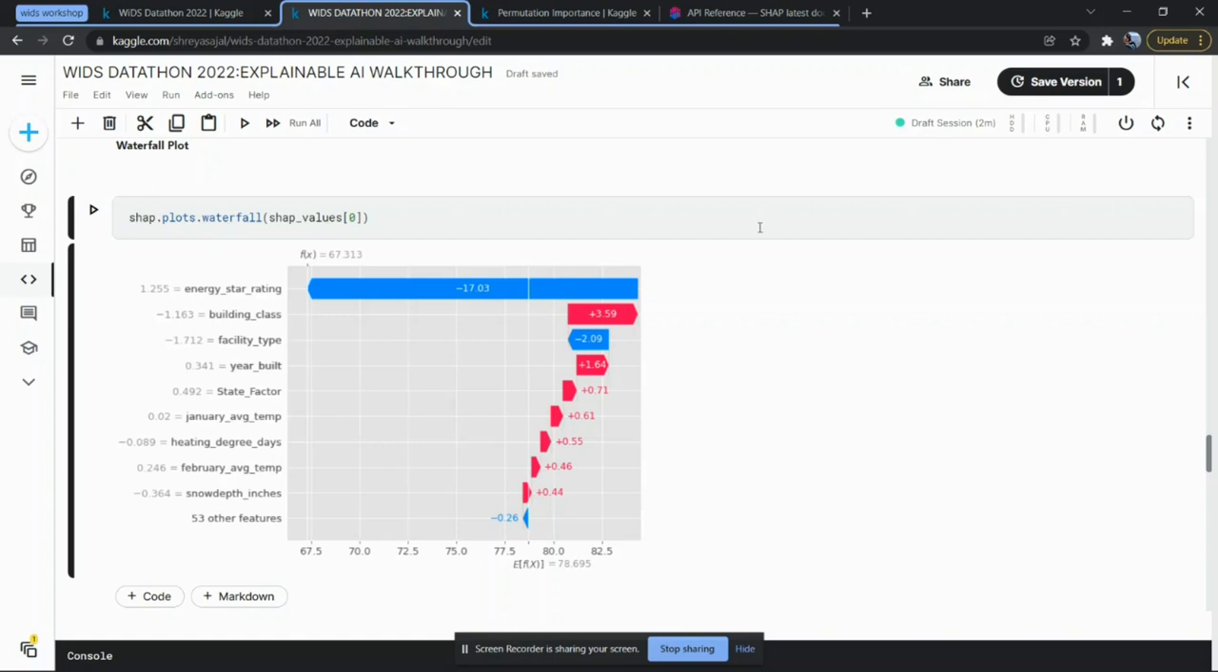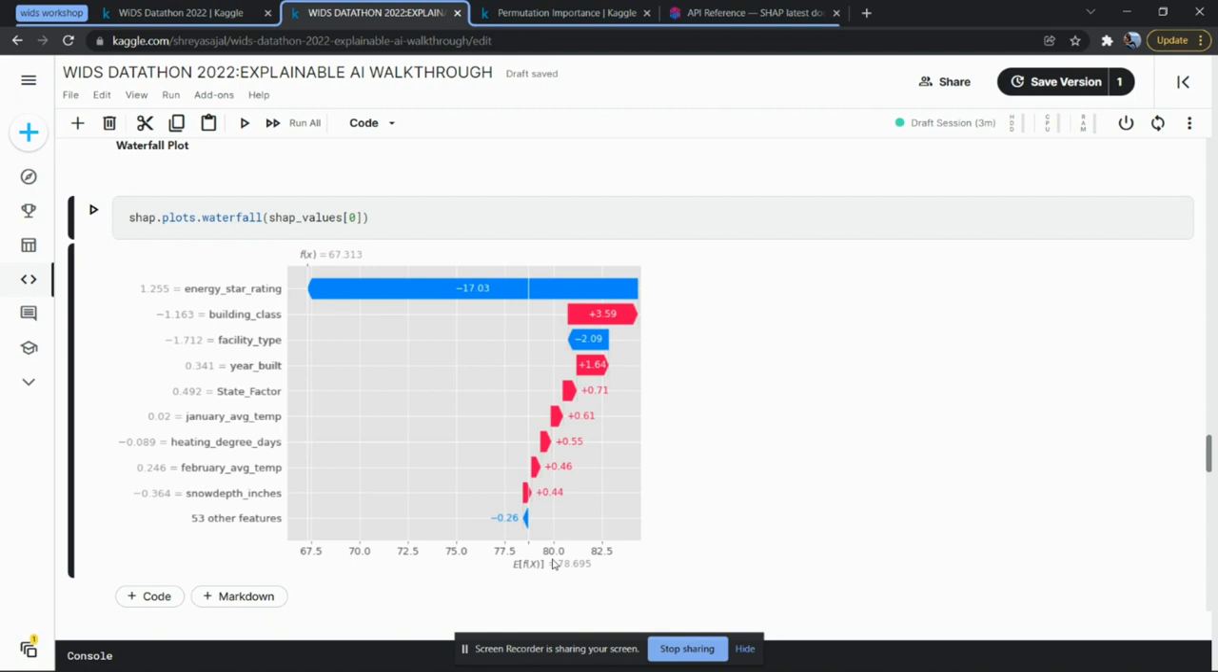Okay, so now we look at the waterfall plot. When you look at the bottom of the plot, it starts from a base value. First of all, it is used for local interpretability, that is, interpreting the individual prediction for an observation in the validation data set. It uses E[f(x)], that is 78.695, the base value. That is the value corresponding to the prediction made on the training data when the features you are using is zero.